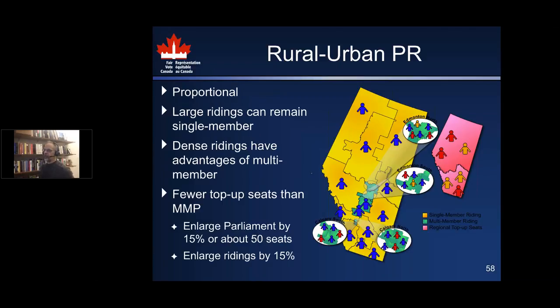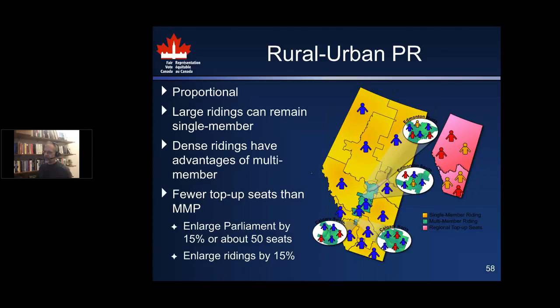So, in summary, once you're familiar with those other possibilities, it really is a very simple system to understand. It is proportional. Large ridings can remain single member. Dense ridings have the advantages of multi-member.